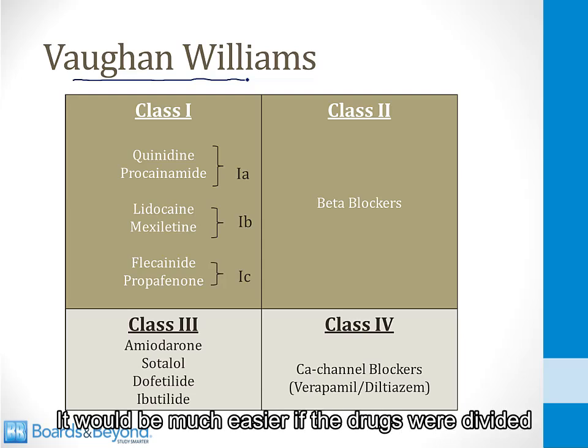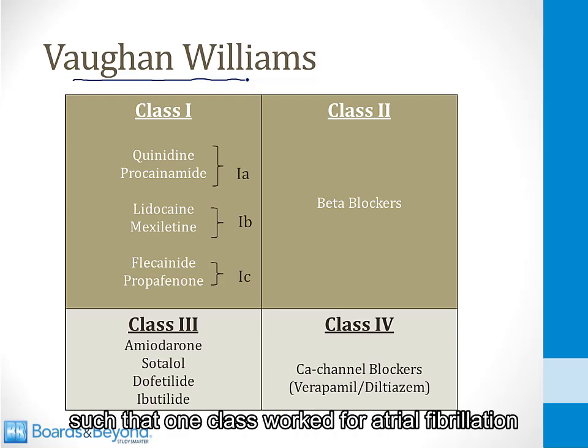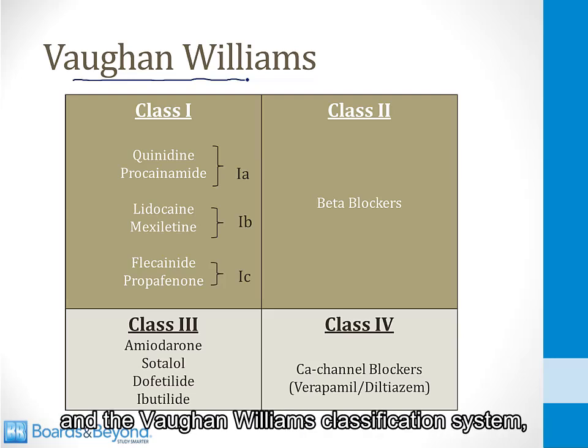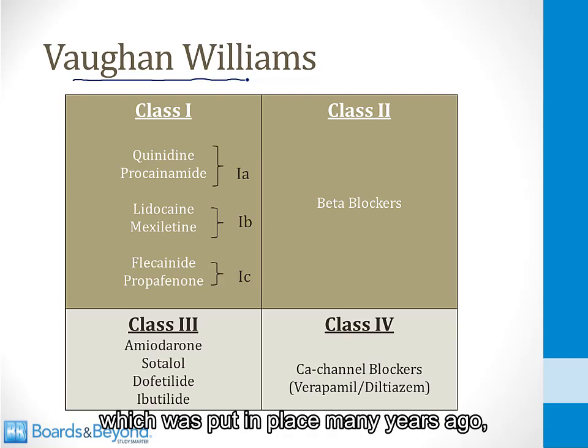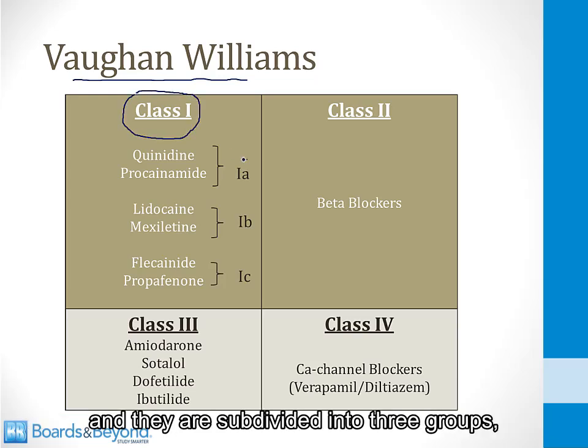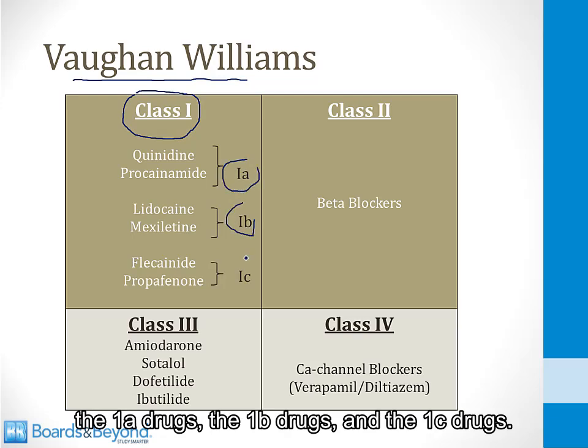It would be much easier if the drugs were divided such that one class worked for atrial fibrillation and another class worked for ventricular tachycardia. Unfortunately, that's not the case, and the Vaughan-Williams classification system, which was put in place many years ago, is still in use today. By this system, the class 1 drugs are drugs that block sodium channels, and they are subdivided into three groups: the 1A drugs, the 1B drugs, and the 1C drugs.